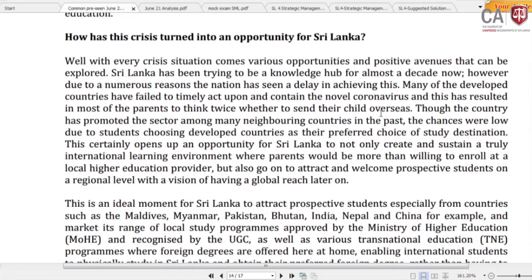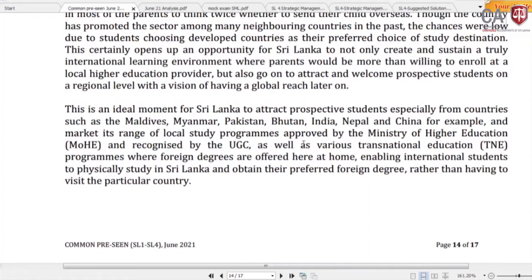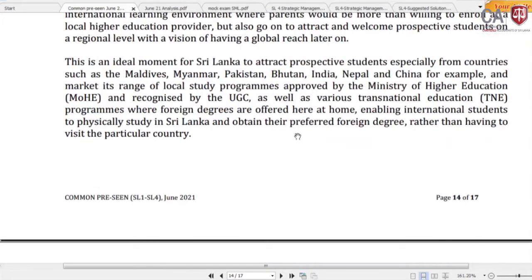Now parents, for example, may be more willing to enroll in a local higher education provider, right. And they may not prefer to see their kids going to foreign countries for education purposes, right. So this is an opportunity for Sri Lanka to attract some students from countries like Maldives, Myanmar, Pakistan, Bhutan, India, Nepal and China, right.